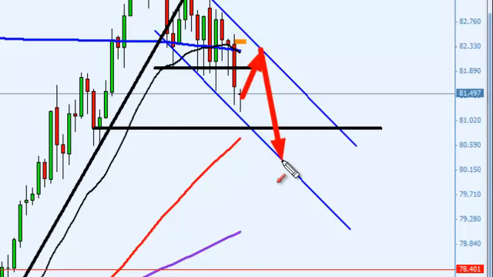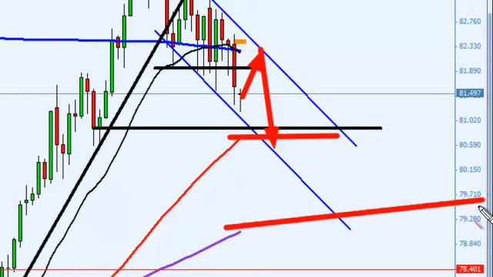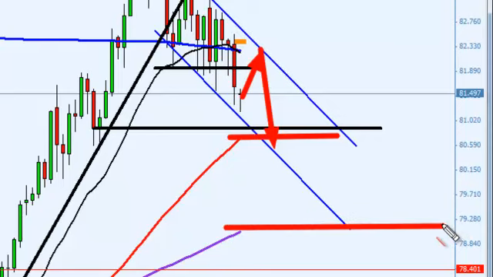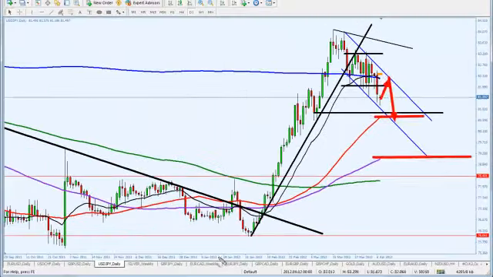and then start to come back down again to 82, then 81 and 80.50, until the price reaches the 50 daily moving average here. And if the price breaks it, we could see the price go to lower places, which are 80 and 79.